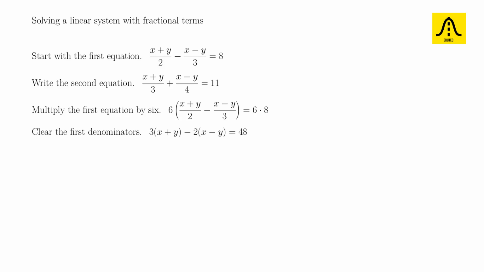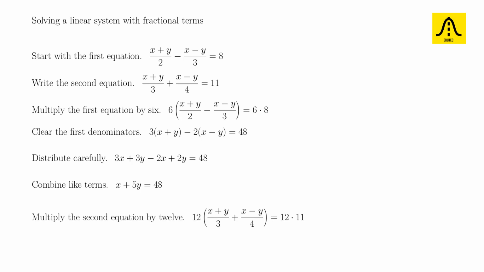This removes the denominators. Keep the parentheses, especially after the minus sign. Distribute carefully. The minus before the second parentheses changes both signs. Combining like terms gives the first simplified linear equation.